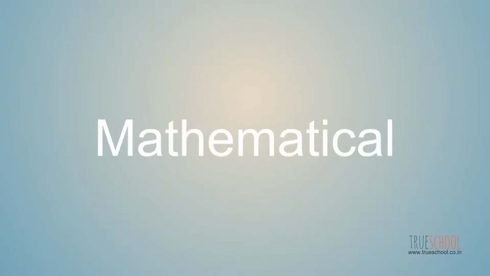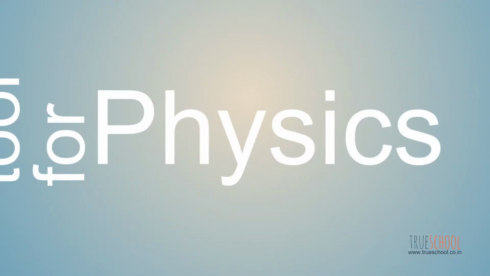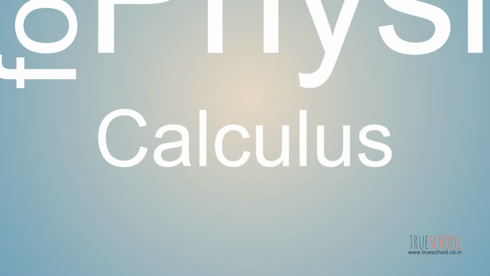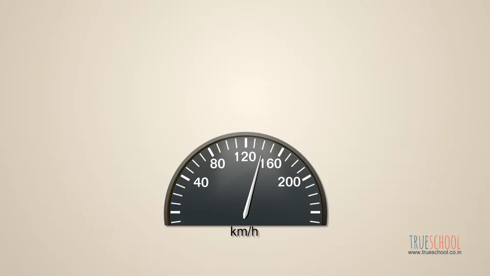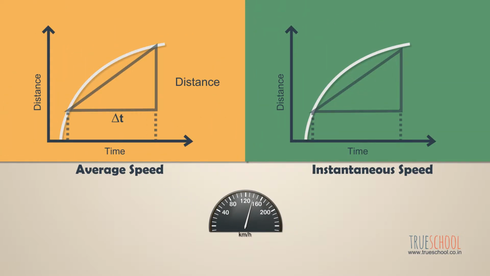What we are about to discuss is actually a new and very useful tool which we would be using very often. It's called calculus. So let's start. You have observed a speedometer in a car dashboard. Are they average speed or instantaneous speed? Instantaneous speed, of course. Can you think of a way how this calculates the instantaneous speed?